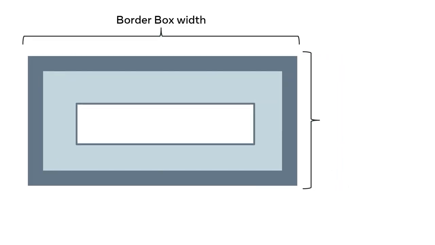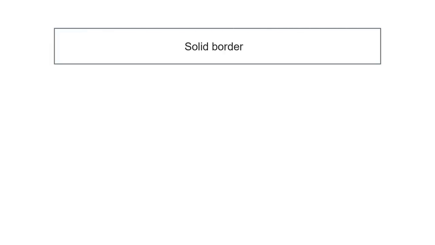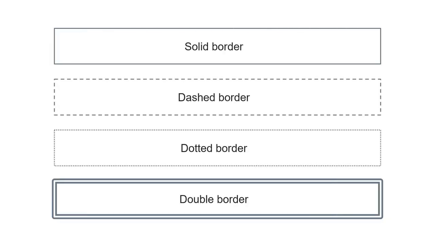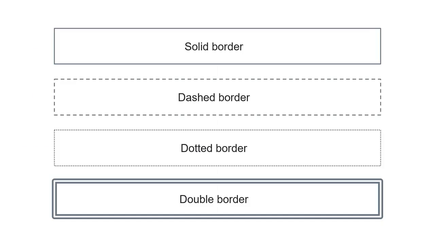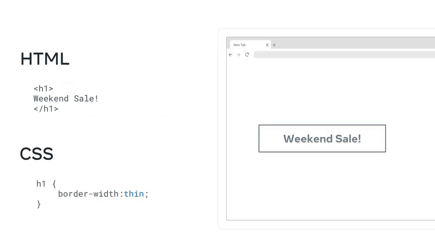Next, let me show you how you set the border. The border goes around the padding and content. Its size is known as the border box width and border box height. You can set different types of borders, such as solid border or a dashed border. To understand how this plays out practically, I will demonstrate the HTML, the CSS style, and the physical border. To set the border, you can write border width thin, border width medium, and border width thick.